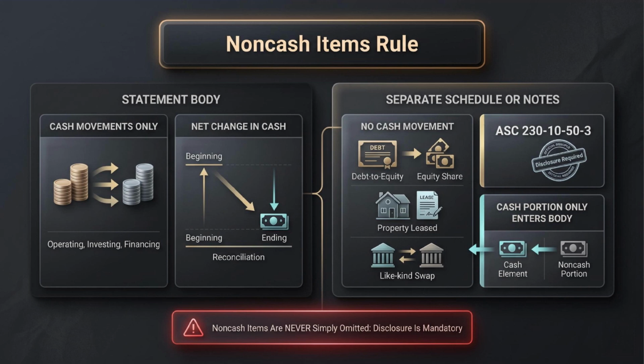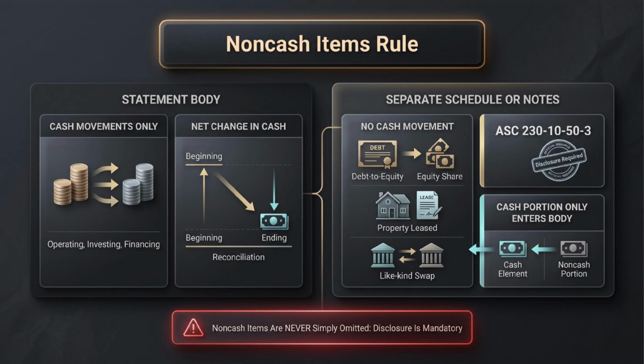Significant non-cash investing and financing activities such as debt to equity conversions, assets acquired through lease obligations, and similar exchanges are disclosed separately in a schedule or in the notes. If a transaction has both cash and non-cash components, only the cash portion enters the statement body. The non-cash portion goes to supplemental disclosure.